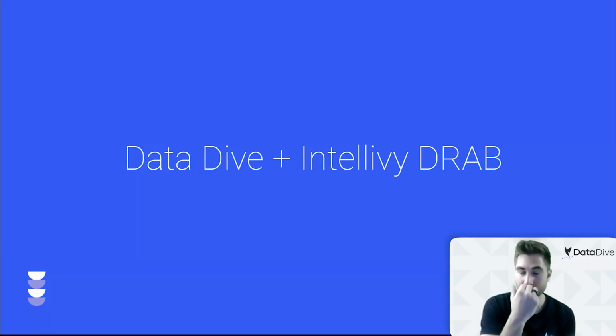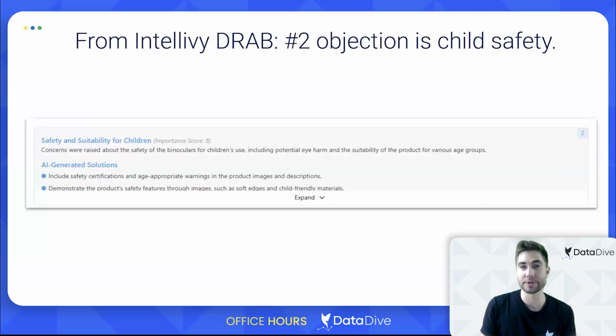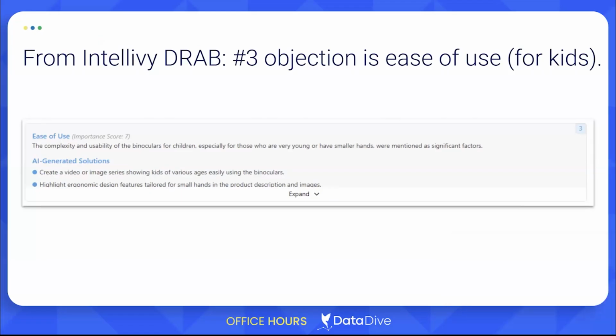What I want to get into though is a little bit of the data. So when we did this kids binocular case study, we did an IntelliV drab test. They call it the purchase barrier poll, and it's the dominant reasons to avoid buying a product. Basically, the common objections that people would have before they buy the product. When we ran the test on this product, the number one objection was durability. The number two objection was child safety. And the number three objection was, is this going to be easy to use for kids? Is it specifically made for kids?